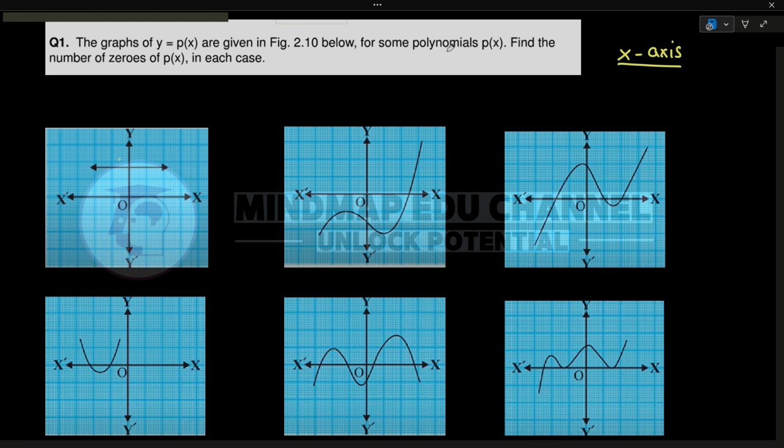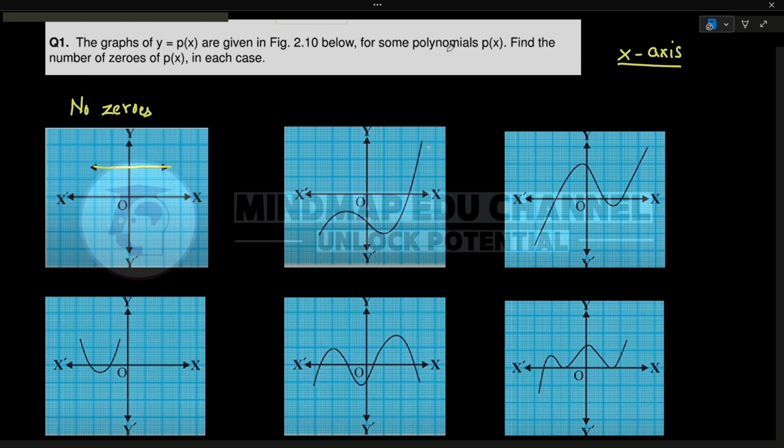Now, the first graph, you can see here, it's a straight line. Does it touch the x-axis? No, not at all. It's not touching the x-axis at all. So, there are no zeros. So, this polynomial has no zeros. Clear? Okay, now let's move to the next graph and check.